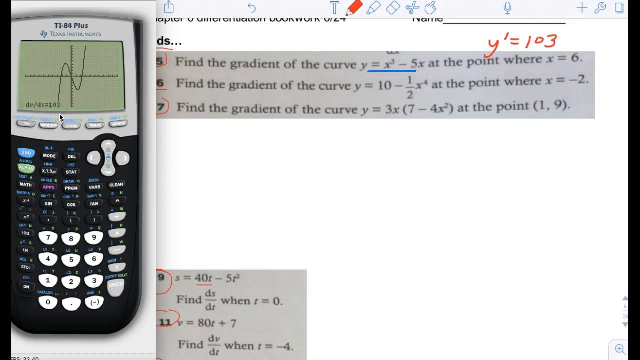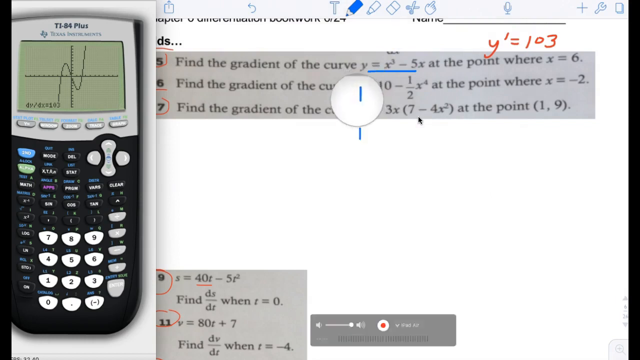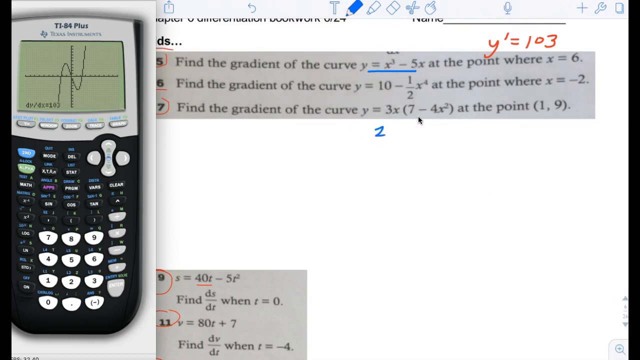Okay, what about for number 7? Now see, this is especially going to help us because remember from the last couple pages, if you have something like this expression, in order to take the derivative, first I need to simplify it, multiply everything out. I need to say 21x minus 12x cubed, and then I need to take the derivative, 21 minus 36x squared, right? And then I need to plug in the point x equals 1.